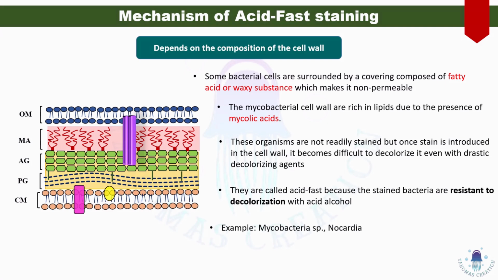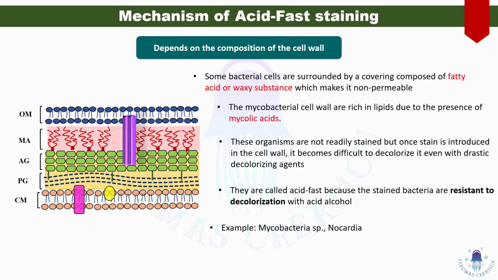They are called acid-fast because the stained bacteria are resistant to decolorization with acid alcohol. Like we studied in gram-positive and negative, with decolorization most of the stain gets washed out, but here it is acid-fast. They are called acid-fast because the stain is retained so strongly that it cannot be removed even with a decolorizing agent. So that is why they are called acid-fast. Examples of this group are Mycobacterium species and Nocardia.